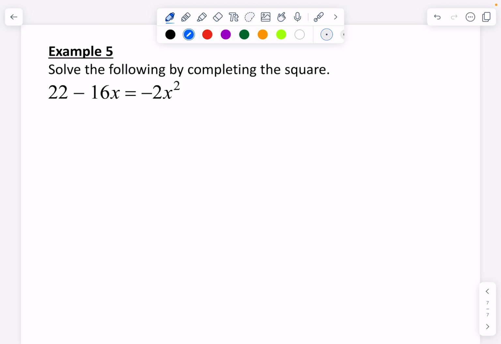Solve by completing the square. Okay, so variables on one side, everything on the other. I like to have my variables on the left side. So I am going to add this 2x squared over, and then I have a 16x. I am going to get this 22 and subtract that over to the other side. Now, since my coefficient on x squared is 2, I divide each and every term by 2.